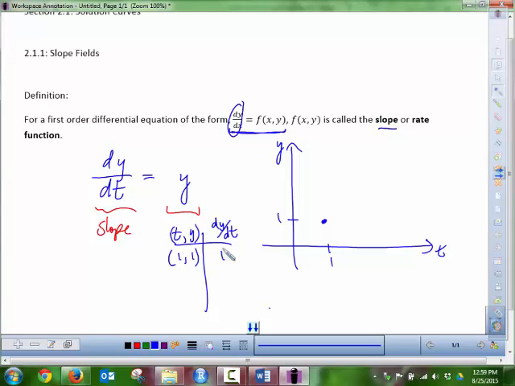Now, how is that going to look in my graph? In my graph, at this point (1, 1), I'm going to draw a little line segment that looks like it has a slope of 1. I would draw a little line segment that looks like it has a slope of 1. So that would be one point, one slope. Now we just have an infinite number to go.